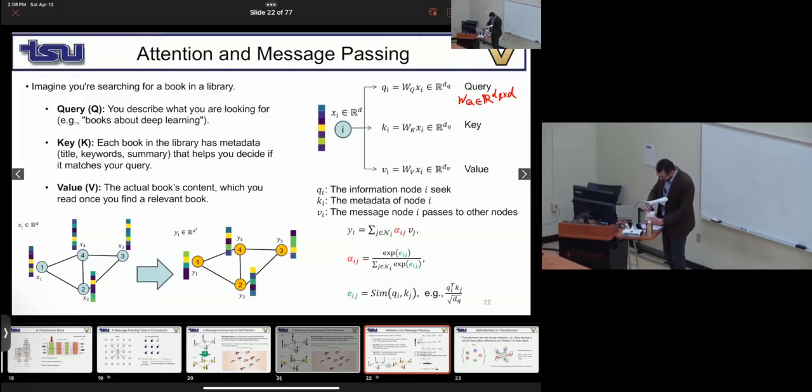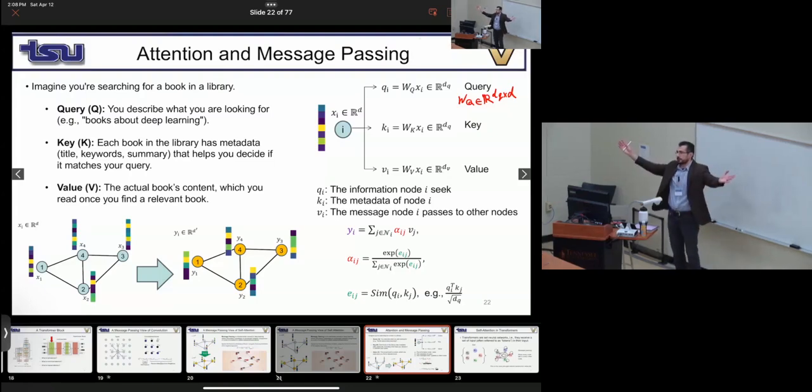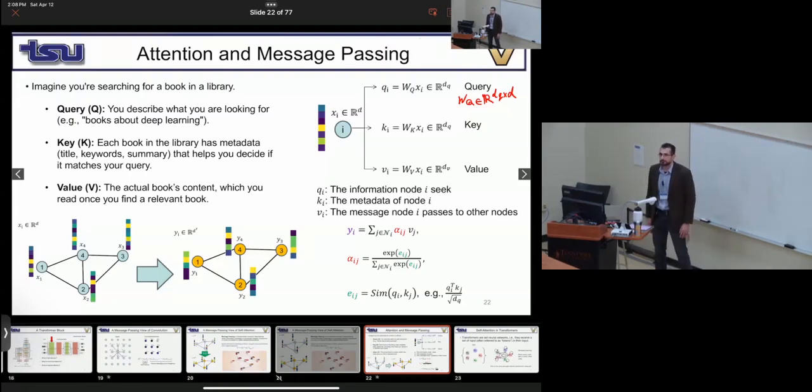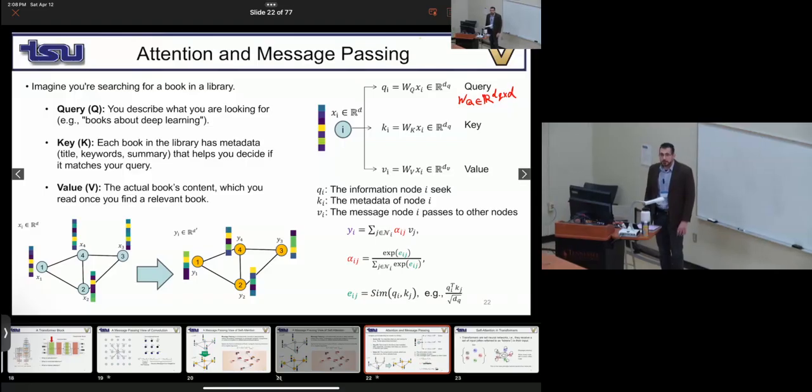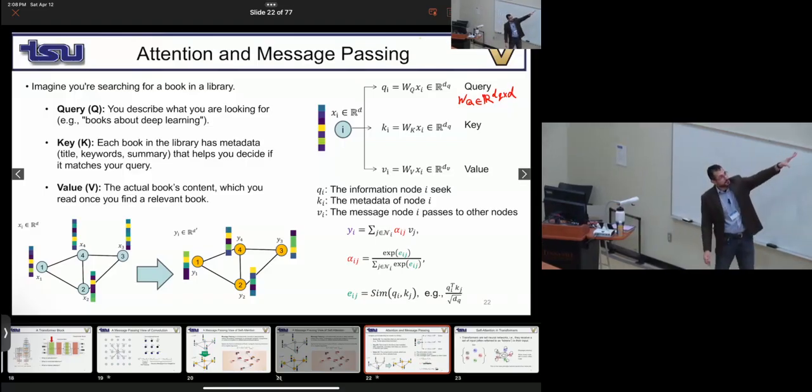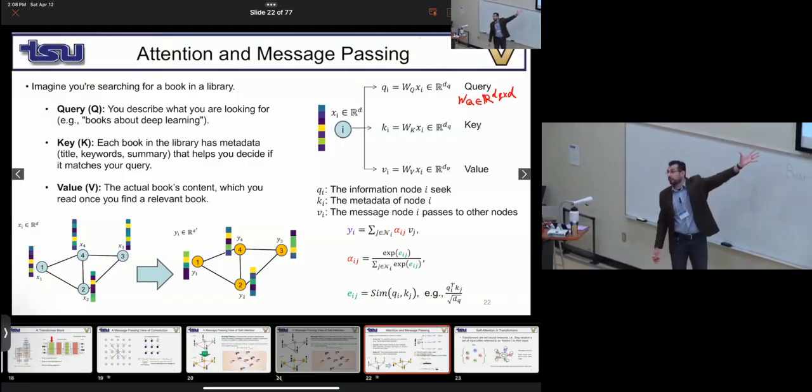And this key is needed for other nodes. Beautiful. Yes, that's exactly it. The key is for other nodes. The query is for you to go and seek information, and the value is what you share with everybody. Broadcast.